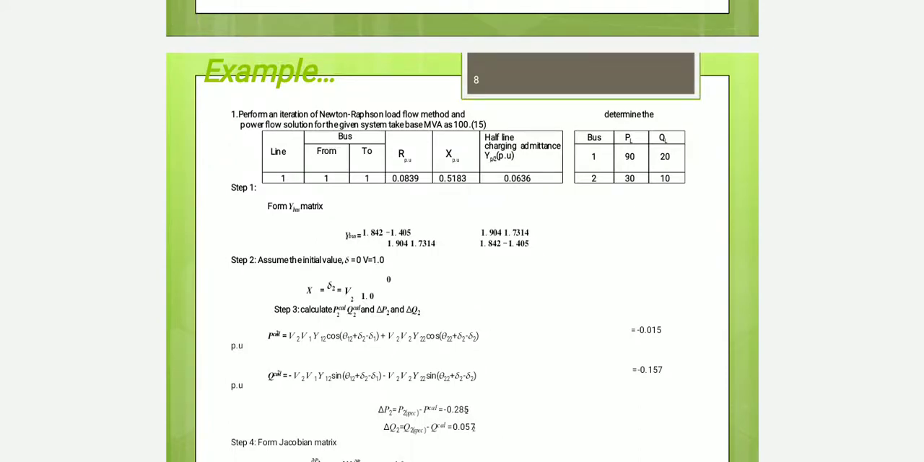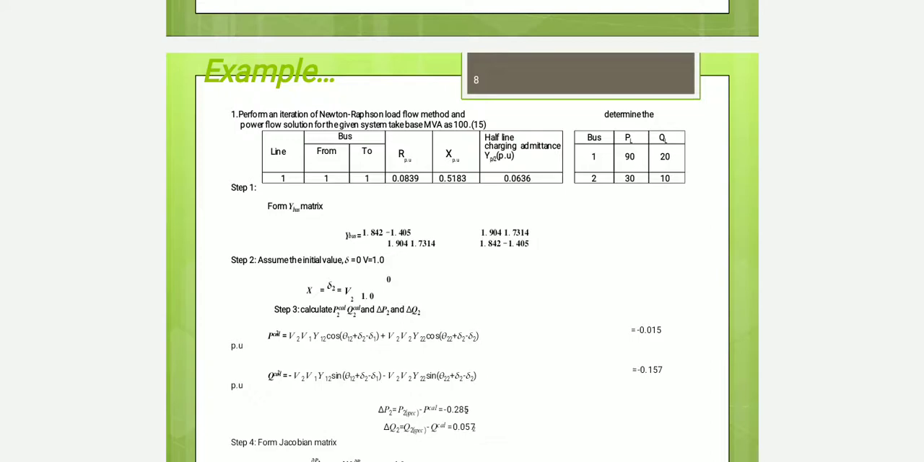I am taking an example: perform an iteration of the Newton-Raphson load flow method and find the power flow solution for the given system where the base MVA is taken as 100. Here there is one bus where the value of resistance per unit is taken as 0.0839, reactance is taken as some value, and the value of Y/2 is taken as some value. And the parameters you need to calculate, the active and reactive power, are here.